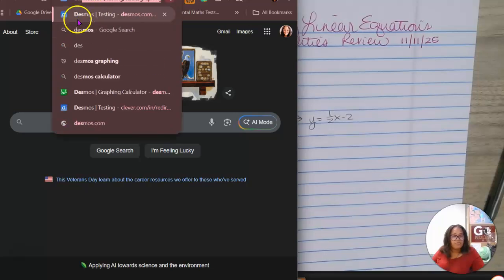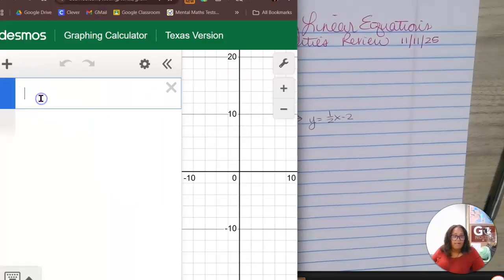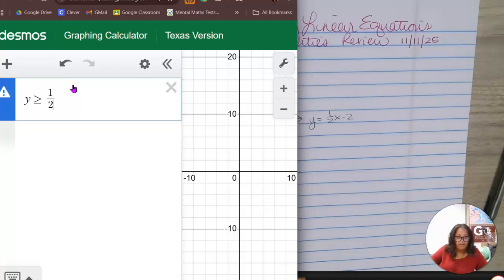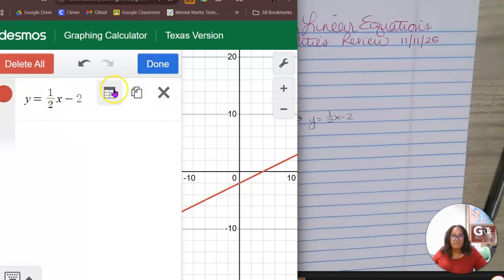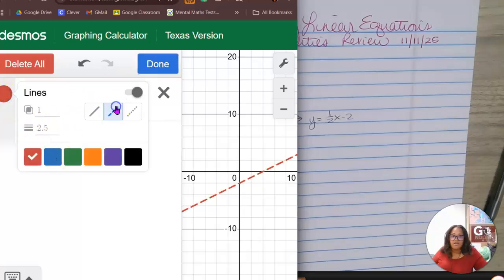Let me show you. Desmos, y is greater than or equal to 1/2 x minus 2. So it won't work. So I have to change this to an equal to symbol. And then equals. It appears as a line. I can also customize my line. So if it's like a dotted line, I can change it to dotted. And then I can visualize where I will shade in my graph, either above or below.